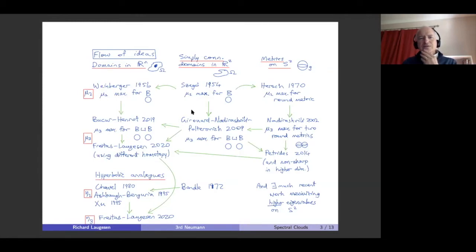So back over to the left side in the Euclidean case, in Bucur and Henrot's proof, and we'll show some pictures more precisely of this in a couple of minutes. This folding idea shows up in terms of having a hyperplane and having trial functions that are even with respect to the hyperplane.